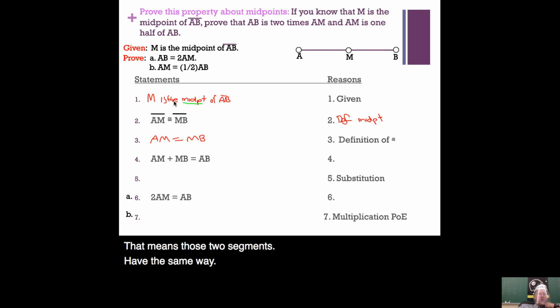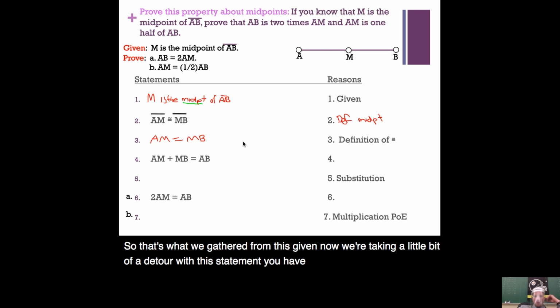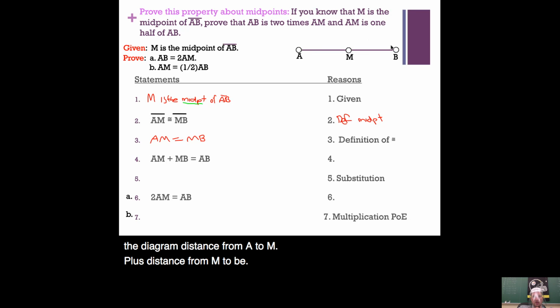Okay, so that's what we gathered from this given. Now, we're taking a little bit of a detour with this statement. You have to kind of look up here at the diagram. Distance from A to M plus distance from M to B equals distance from A to B. That's little plus little equals big. Segment addition postulate.